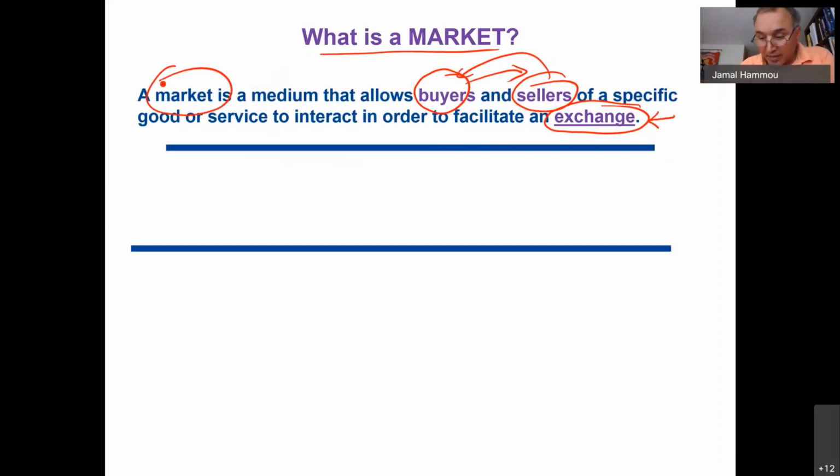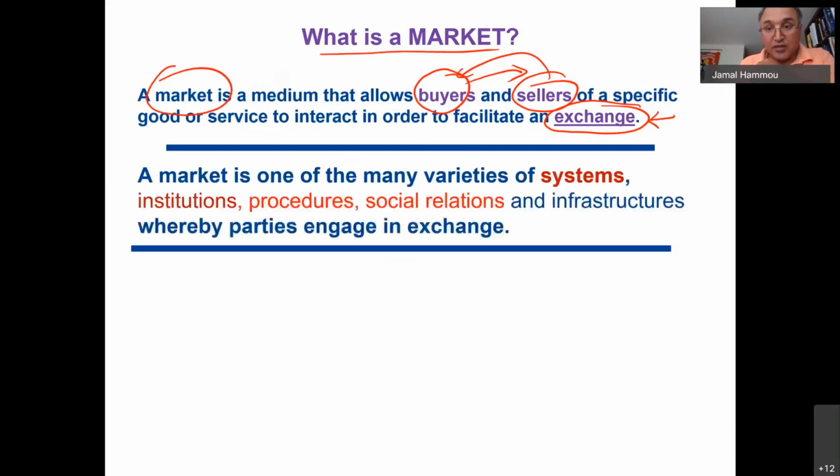Every product has a market. There are a lot of things involved in the exchange of goods and services. It's a system of interaction. It's social relations between a group of people. It could be institutions, it could be procedures, it could be a lot of things. So we can exchange a product for a price.